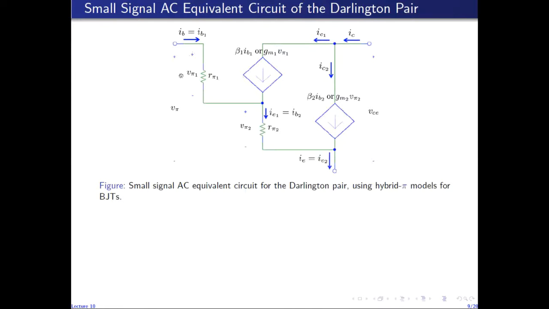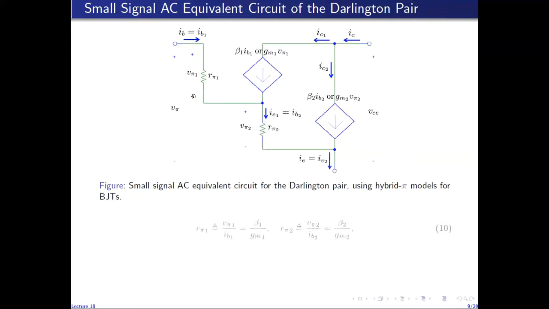So making use of the small signal hybrid pi model, I can draw the small signal AC equivalent circuit of the Darlington pair like this, in which the first transistor is represented by this hybrid pi model, and the second transistor is represented by this hybrid pi model. So the collectors of the two transistors are connected. So the total collector is then divided into 2, and the emitter terminal of the first transistor is connected to the base terminal of the second transistor. So the emitter current is equal to the base current. The emitter current of the second transistor is the total emitter current, and the base current of the first transistor is the overall base current.